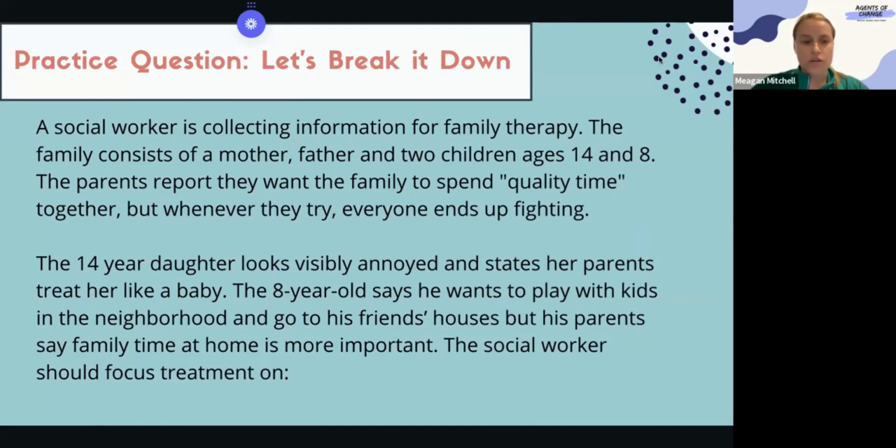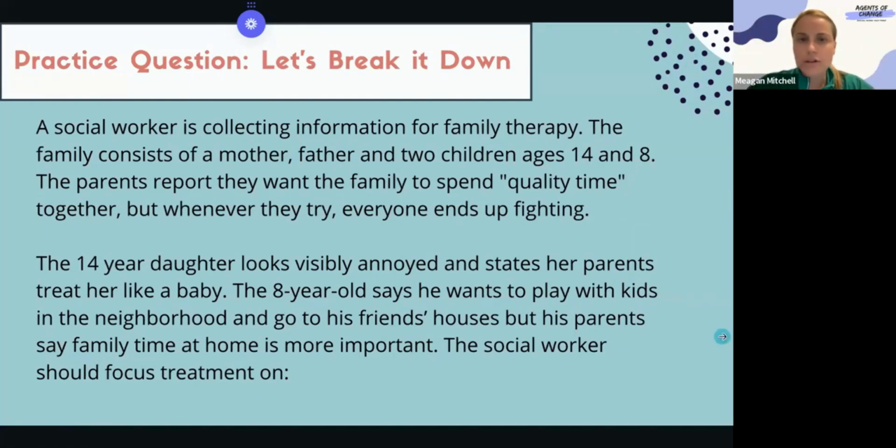The social worker should focus treatment on, and if you've been coming to study groups, we've used this example before, but this has a lot of information in it, right? It's a family. There's a teenager, an 8-year-old, and they're just not really communicating in a way that's helpful. That's probably why they're coming to see us in family therapy. So throughout these 5 W's, we're going to use this information to pull apart and synthesize.